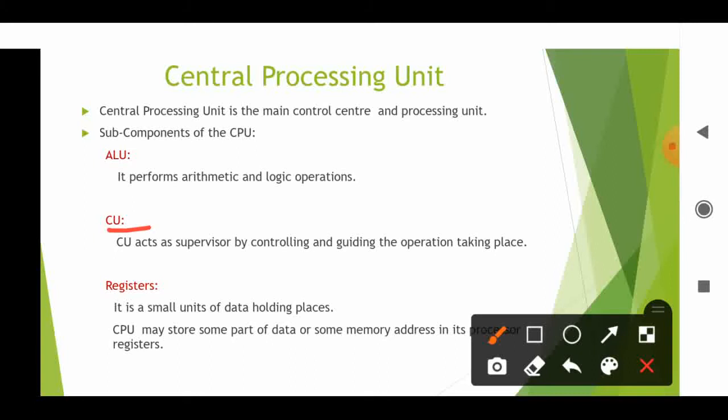The next thing is registers. A register is like a temporary memory. It can store small units of data. It is a holding place for small units of data. The CPU may store some part of data or some memory address in its processor registers. But a register can store only small units of data.